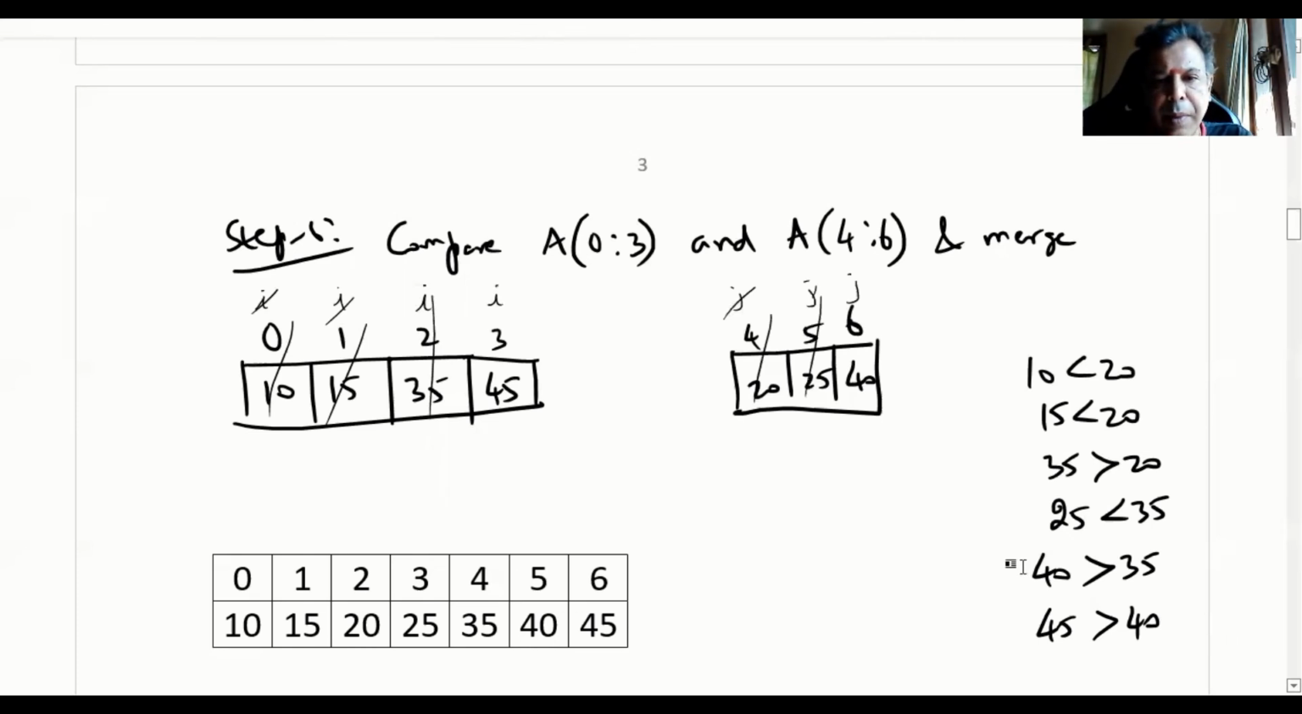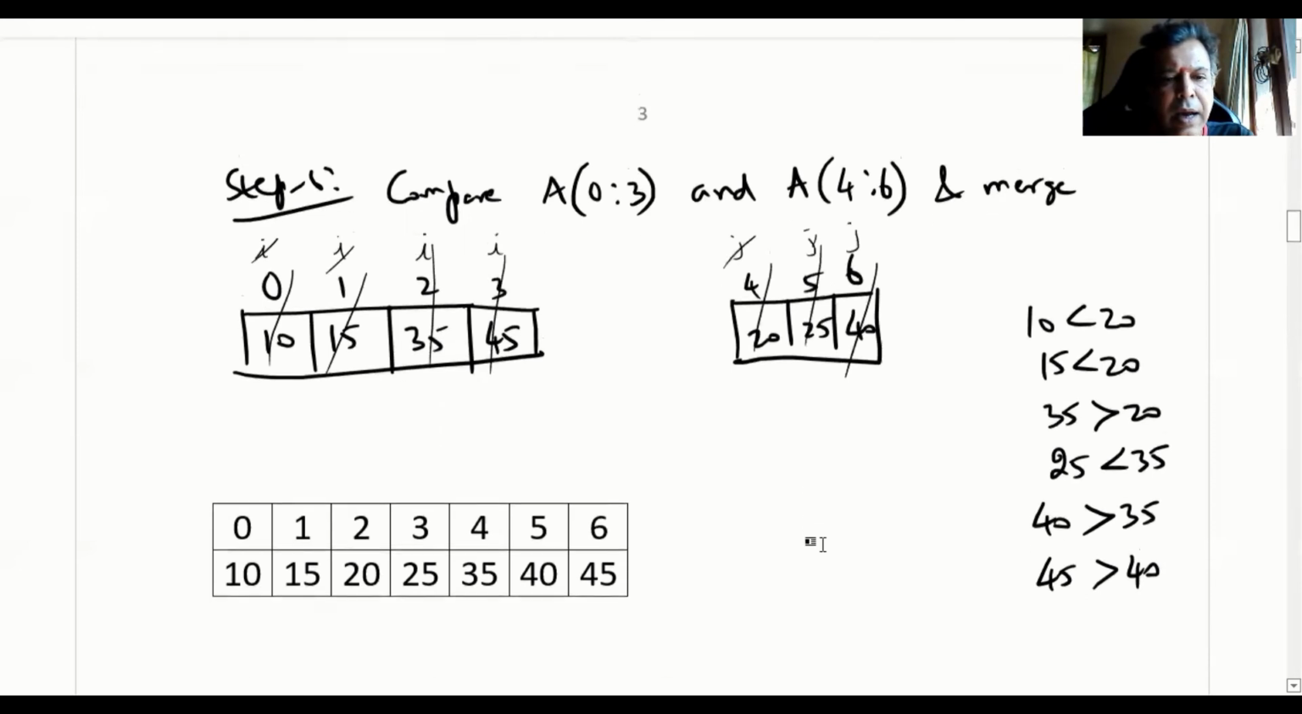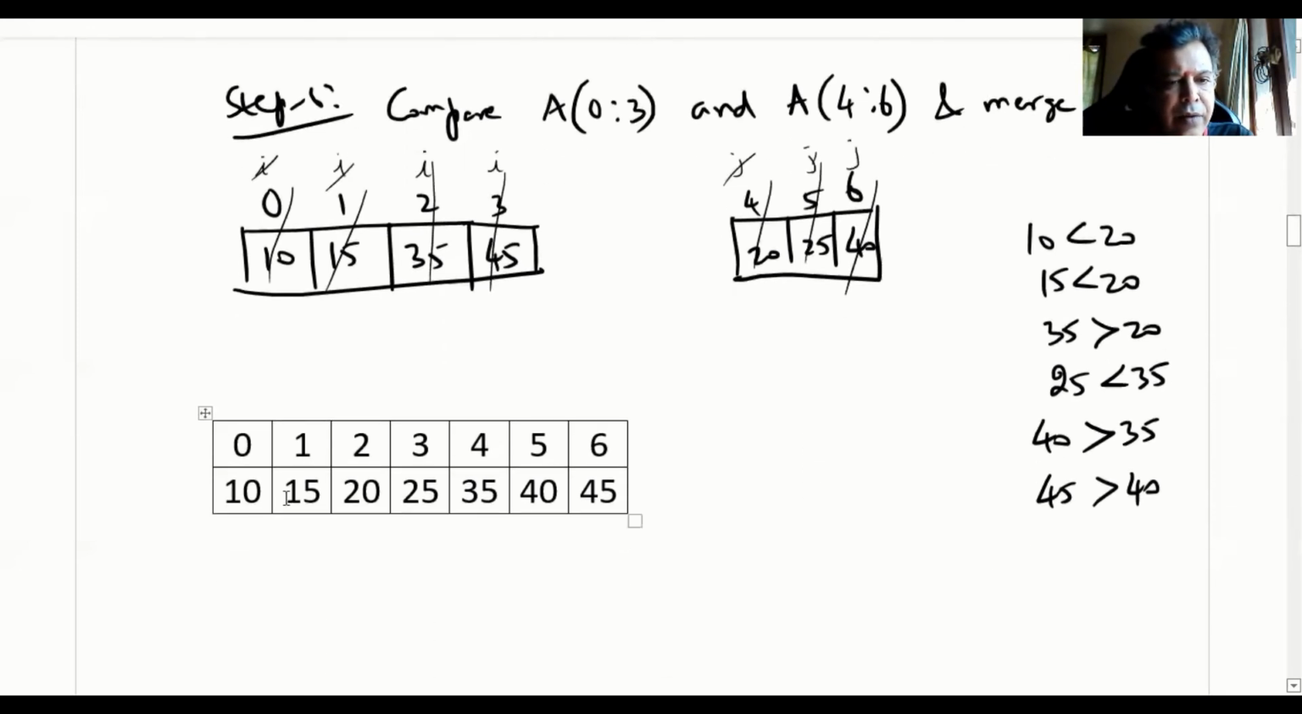Now 45 will be compared with 40, and we notice that 45 is larger than 40. So 40 will be written first, and then 45 will be written. So the final array will be like this: 10, 15, 20, 25, 35, 40, and 45. So that is the methodology of the merge sort algorithm.